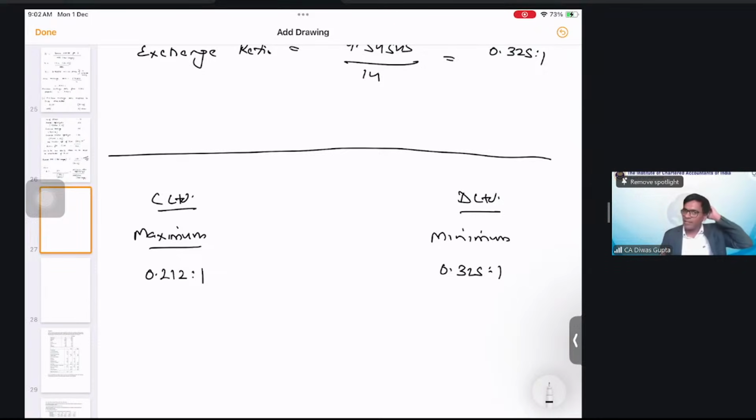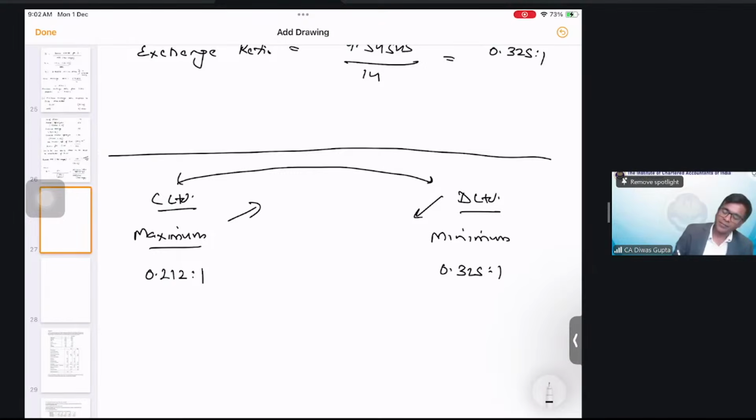Because C Limited will say that I will be able to pay maximum 0.212:1 shares. D Limited will say that minimum I will expect this much. So neither C Limited will increase nor D Limited will decrease beyond this. So it might create an issue, but again, they will now consider other factors into this deal. And in case both of them agree to a middle point, let's say 0.3:1, I'm just assuming for a hypothetical thing, then they will be able to close the deal. Otherwise, the respective.